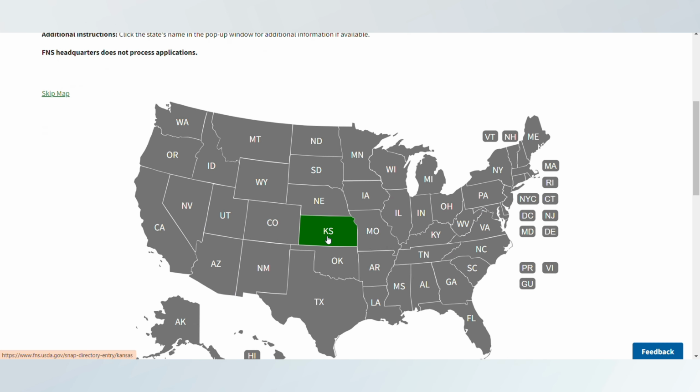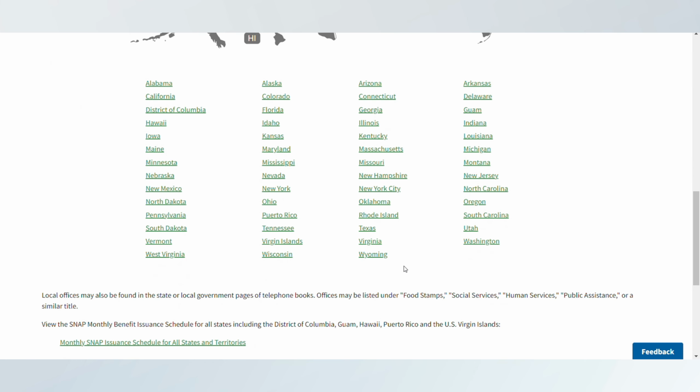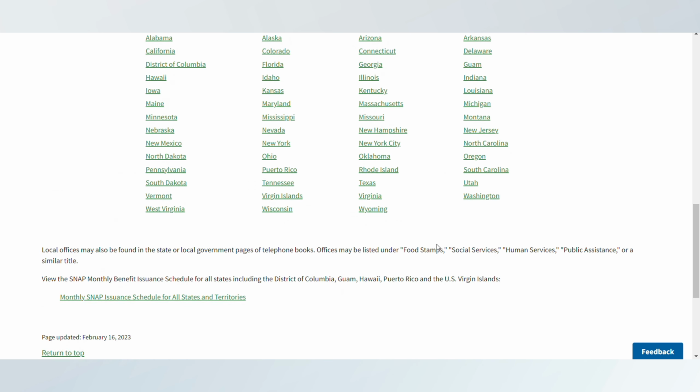After applying, an interview will likely be required to verify eligibility. Now you know how to apply for food stamps in any state across USA, and you can start the process in your state today.